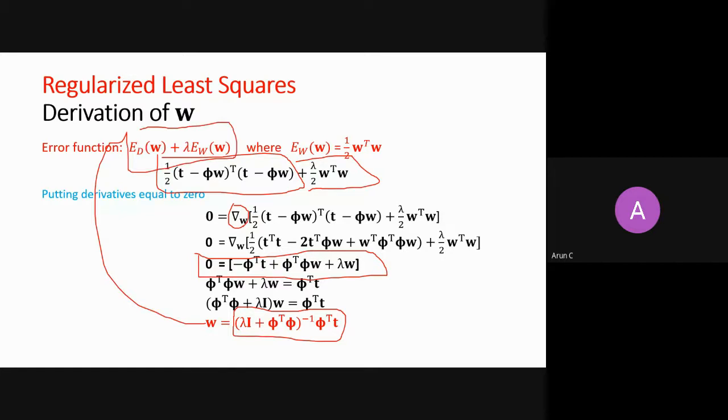If you put the value W equals lambda I plus phi transpose phi inverse, times phi transpose T, then these two terms collectively will be minimized. And you will have a unique solution, because the sum of squares is a quadratic function and the constraint is also a quadratic function, so both are quadratic terms. You can have an analytical solution which will give you a unique solution.